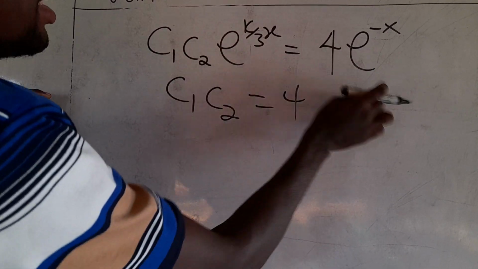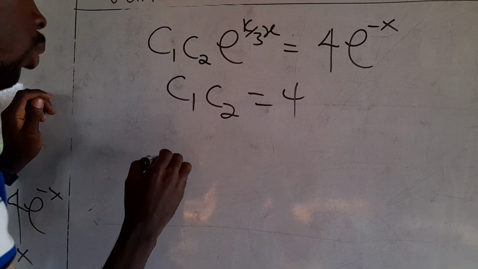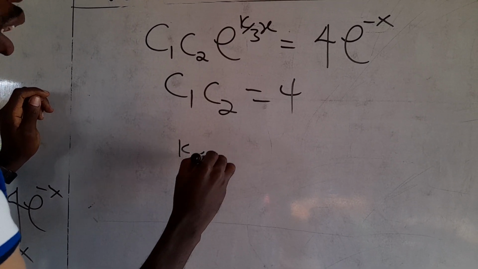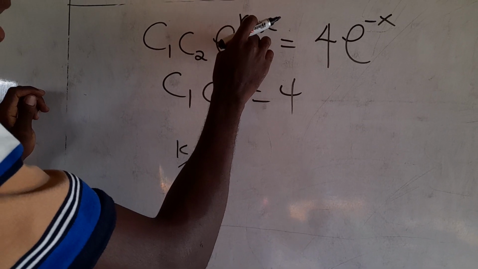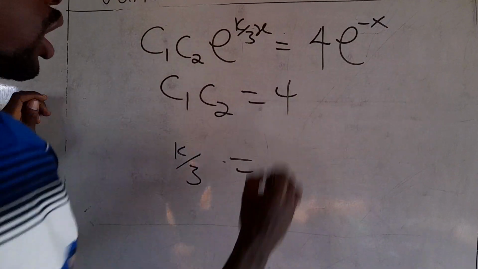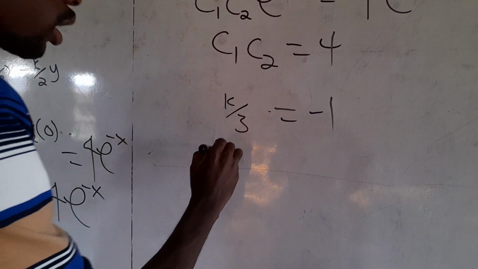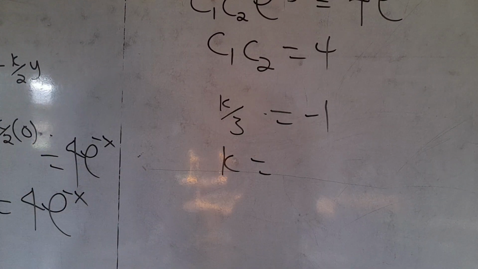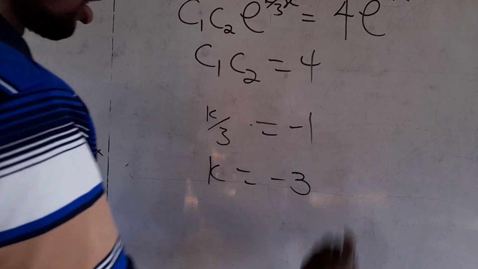Then the exponents are the same, so we can equate them. The bases are the same, so we can equate the exponent. We can say k over 3, the coefficient, because there is x, there is x. So k over 3 will be equal to the coefficient there, negative 1. I hope you get that. What next? We'll find k by multiplying both sides by 3. K will just be equal to negative 3.